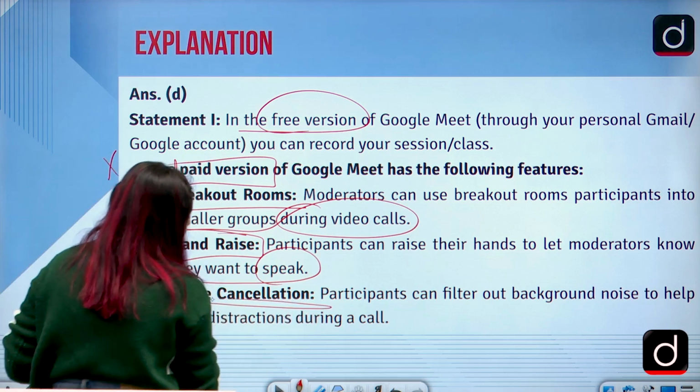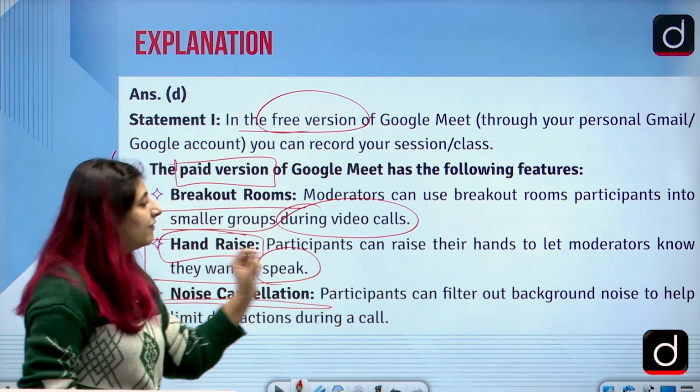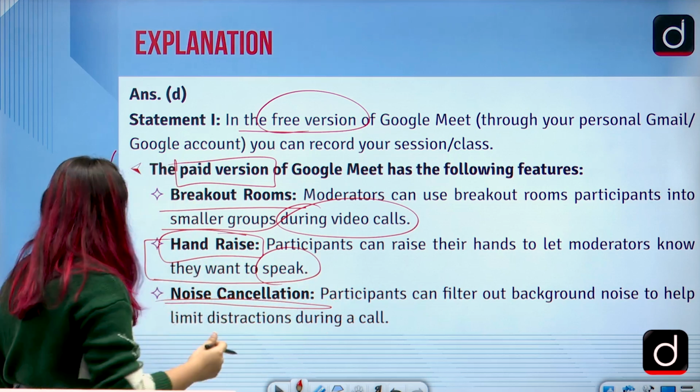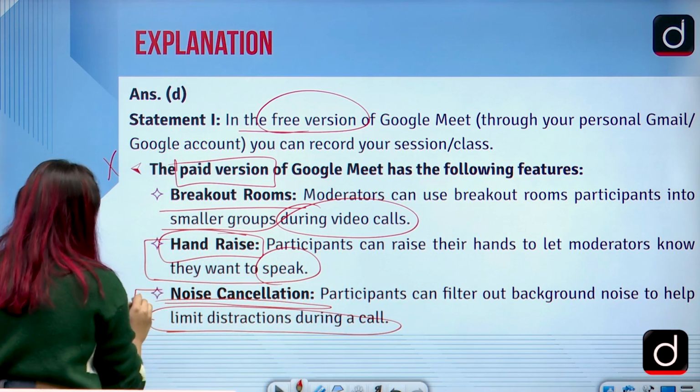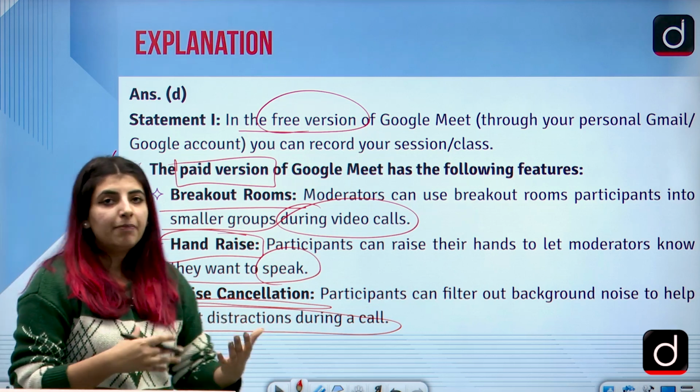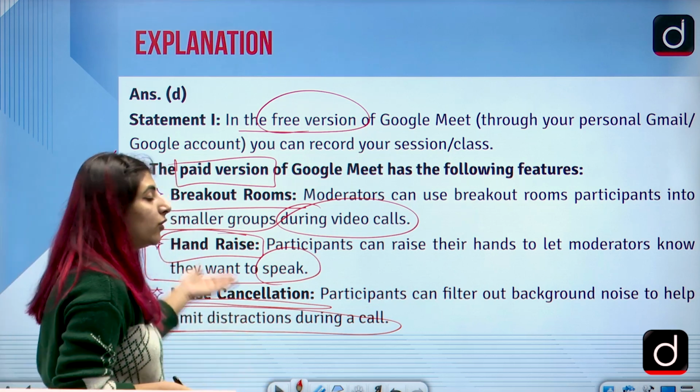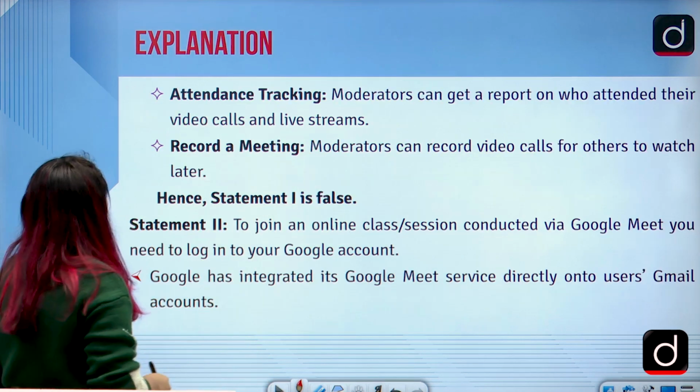Then we have noise cancellation. Participants can filter out the background noise to help limit distractions during a call, right? So this is a feature of the paid part. In the free part, there is no such feature which we are talking about here, only in the paid part.